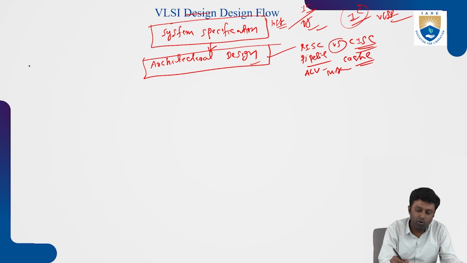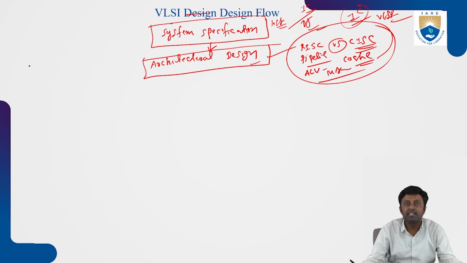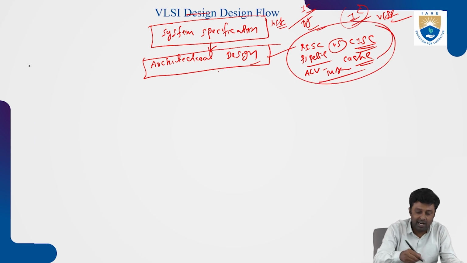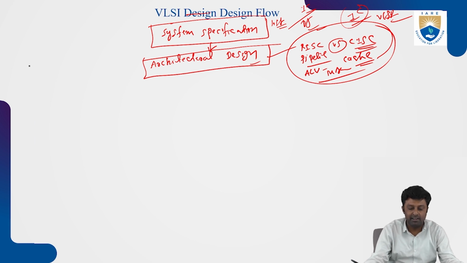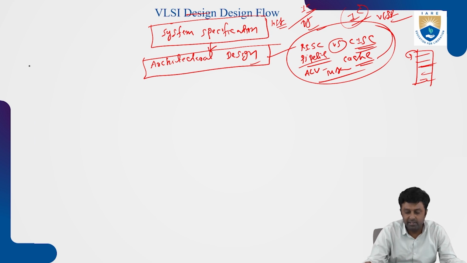All these things are done in the architectural design step, wherein we are exactly designing the architecture. Which architecture will we use, either RISC or CISC? Then the pipeline structure: in pipelining, we have n number of instructions in the pipeline, so after executing each instruction, the next instruction is ready in the pipeline. Also the ALU design and the size of the cache memory. All these things are done in this second step, the architectural design.